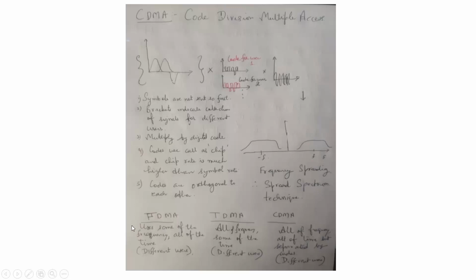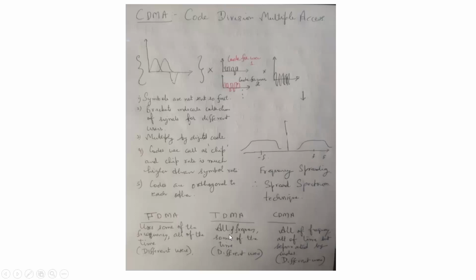Now let us look at the basic difference between FDMA, TDMA and CDMA. In FDMA, users use some of the frequency and all of the time. What is the meaning here? User 1 uses one frequency, user 2 uses a different frequency, but for all the time they are sending the data. User 1 is using, let's say, F1, user 2 is using F2, but they will access the channel at all times.